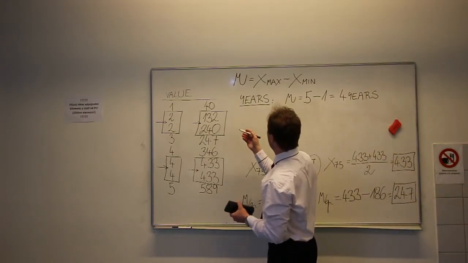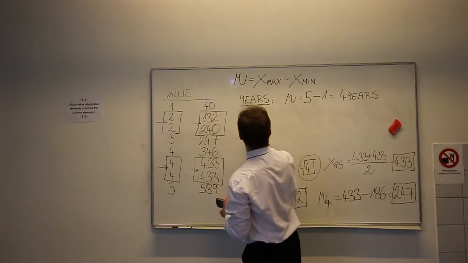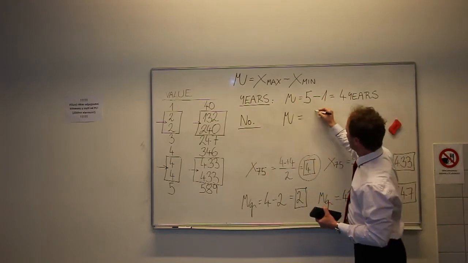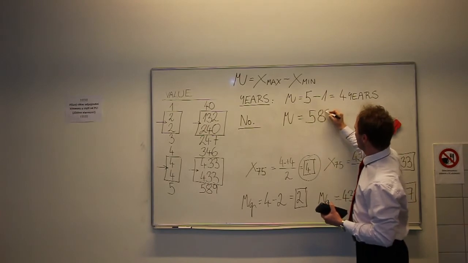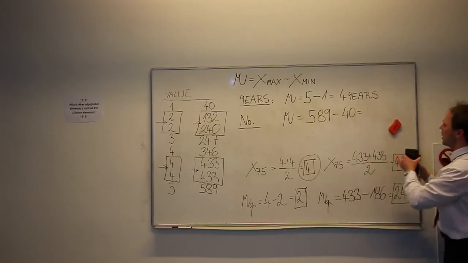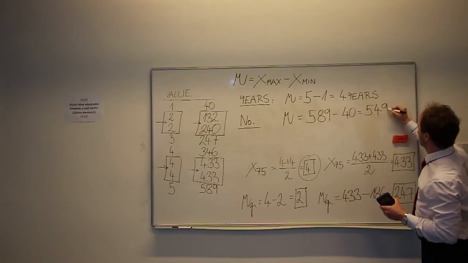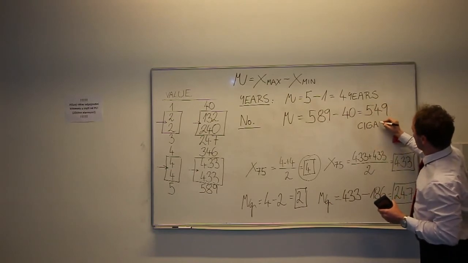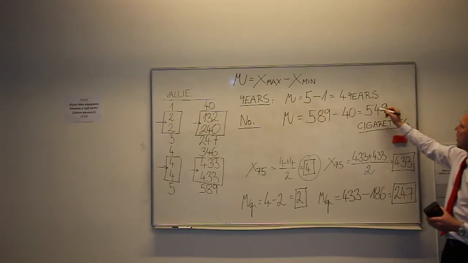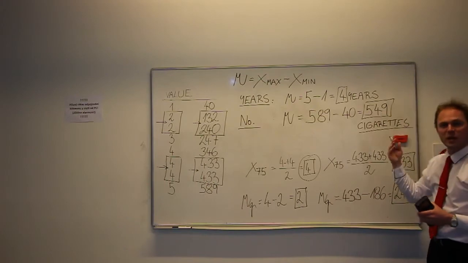And for the variable number of cigarettes, again the range is calculated as the maximum value 589 minus the minimum value 40, and the result should be 549 cigarettes. So again in the basic unit. So this is very easy.